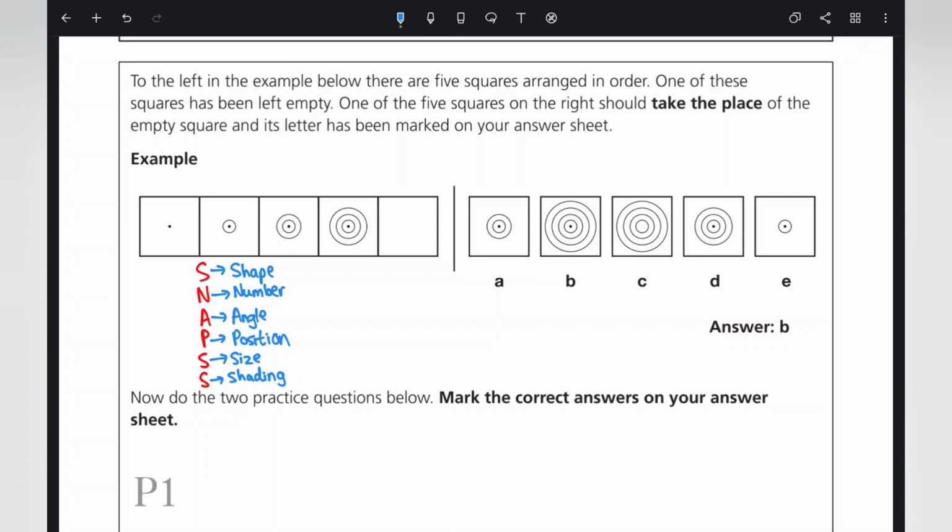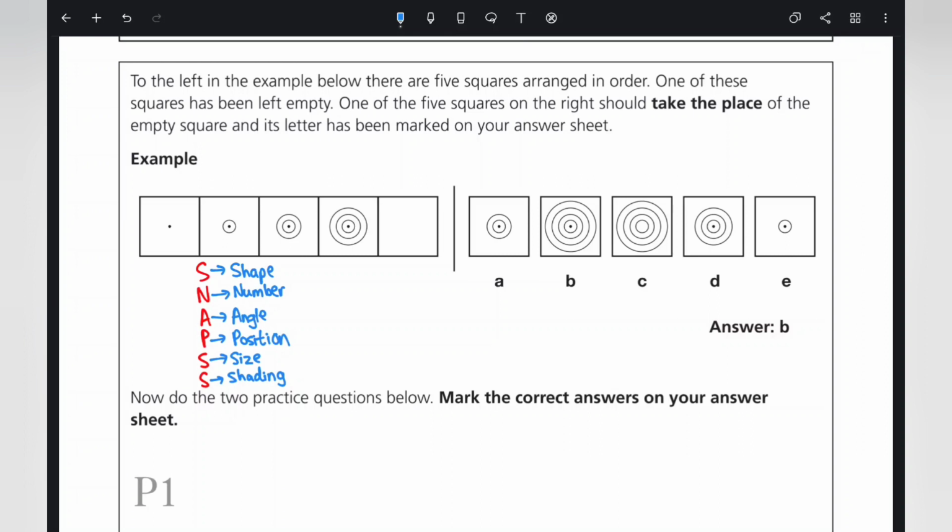N is number. Look at the number of lines. Look at the number of dots. A is angle. Look at the angle. Is it in a 45 degrees angle? Is it 90 degrees? Etc. P is position. Look at the position of the shape, the position of the lines, the position of the dots.